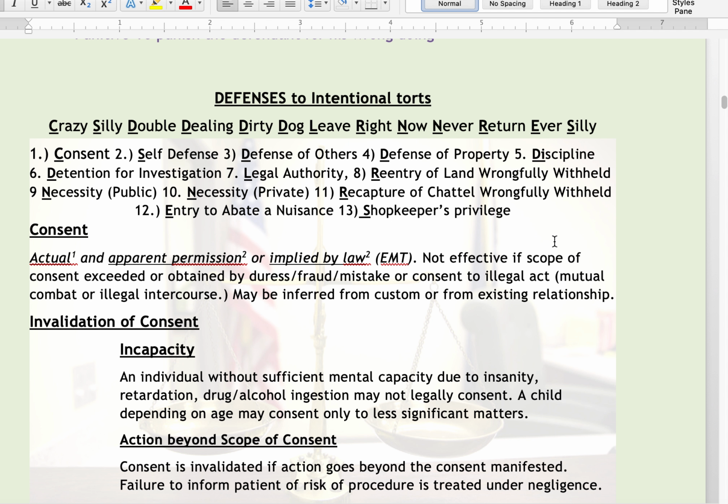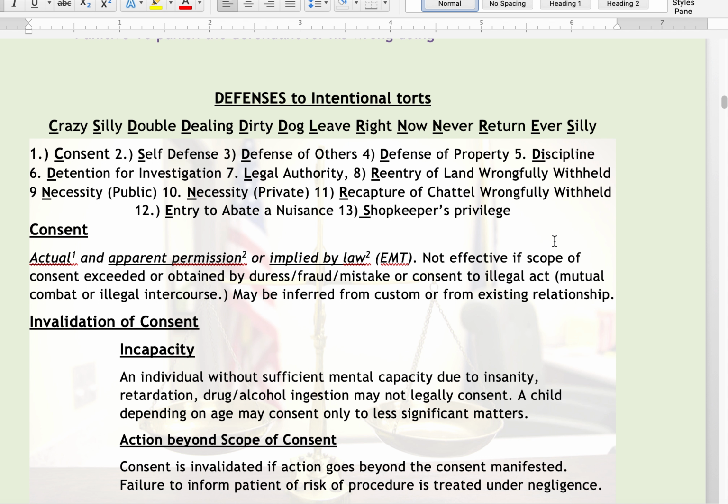Let's see, defenses to intentional torts. Okay, so you want to remember defenses to intentional torts. How are you going to do that? Well, here's the sentence. There's going to be 13 points here, and I'm going to say 13 words that are going to trigger you. So it's: crazy, silly, double-dealing, dirty dog, leave right now, never return, ever, silly.